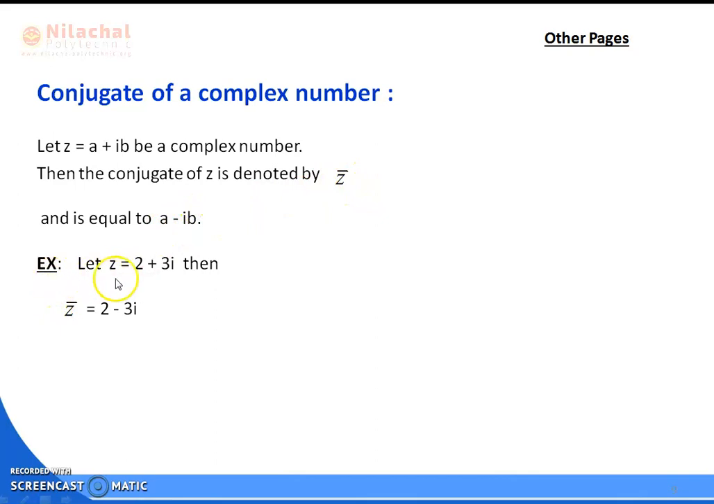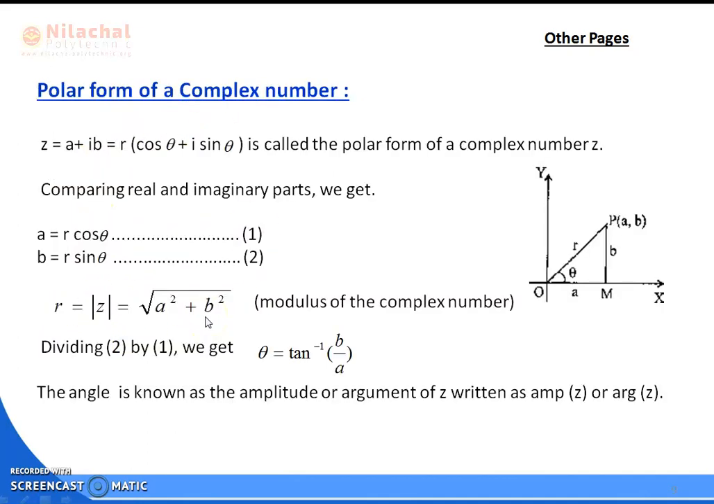Clear? So example, let z equals 2 plus 3i, then z bar equals 2 minus 3i. So this is about the conjugate of a complex number. Similarly, another topic is the polar form of a complex number. What is that polar form?